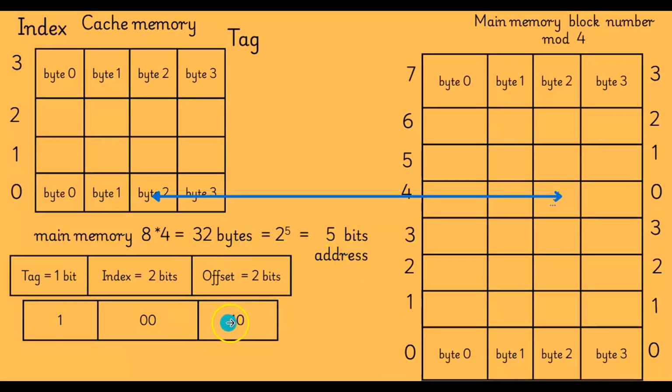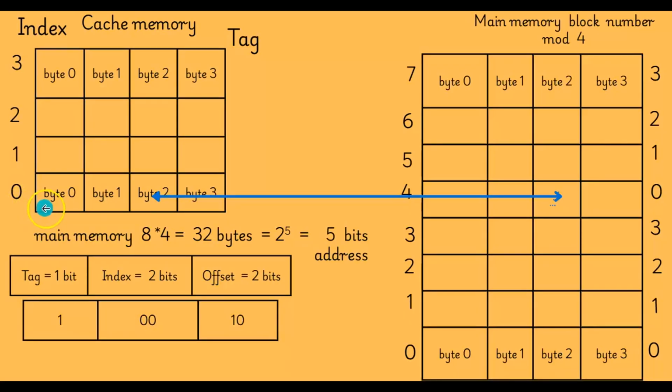In this binary number, the last 2 digits represent the offset. So what is this 10? That means 10 is 2 actually. So that is 0th place, first place, second place, so that means the third location. And this 00 indicates the index. That means the 0th block in cache memory.